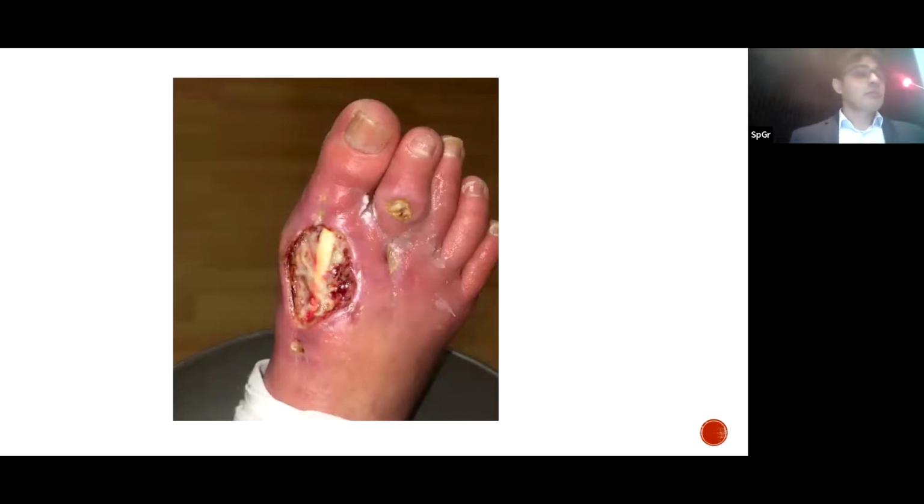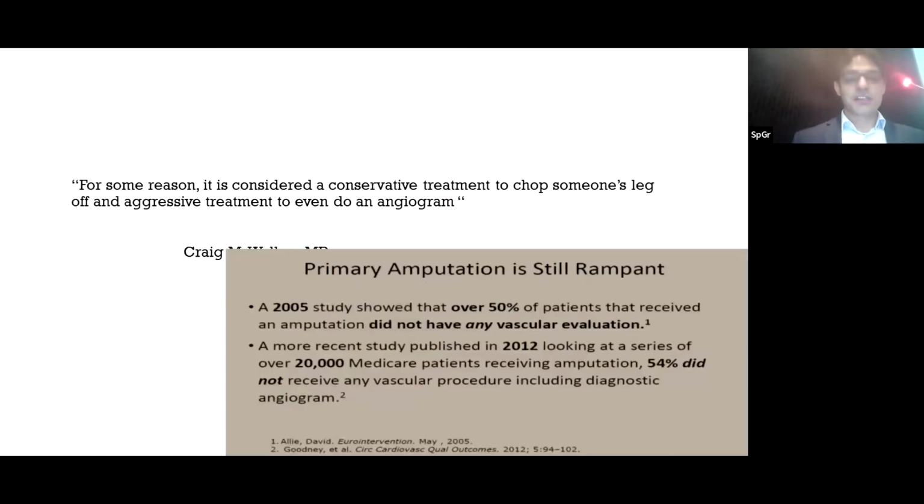I've been doing this since 2012, and my primary referral in the US was mostly podiatrists and foot and ankle surgeons. So if you're a vascular surgeon, you have to be very good friends with them. When they saw it, the first thing that they would think about is amputation. Dr. Craig Walker, that I trained with, has a quote: for some reason, it is considered a conservative treatment to chop someone's leg off, and an aggressive treatment even to perform an angiogram. So we think angiogram is more invasive, but amputation, oh well, that's a routine procedure. Just go ahead and chop the leg off.